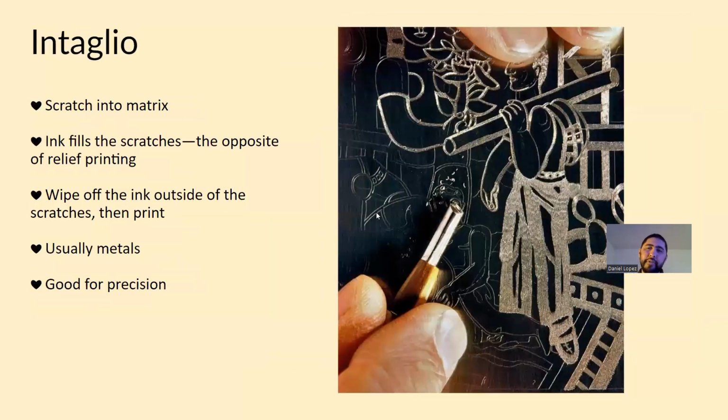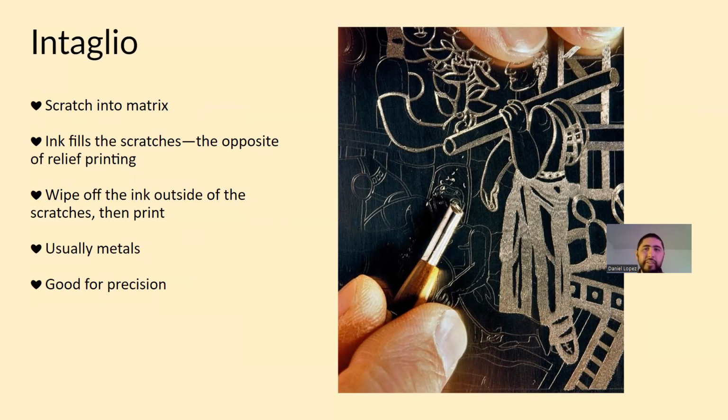And the opposite is true for intaglio. So here you are scratching into the matrix again. However, the difference is the ink will fill the gaps. Okay, you can see this is a more precise way of working. You're actually carving the positive part instead of carving what you don't want. So this is a more direct way of doing things.